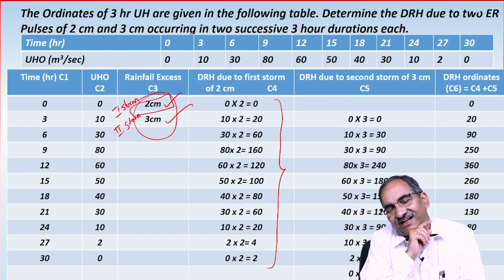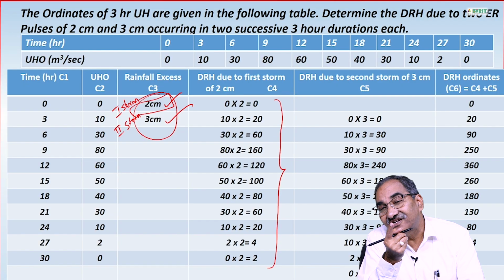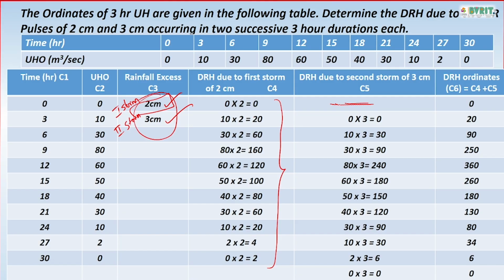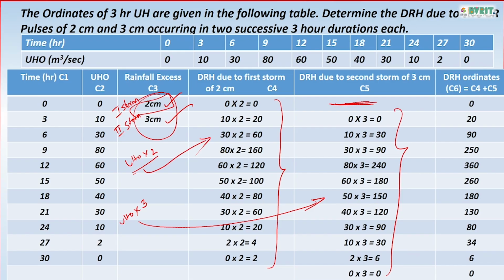But when will the second storm occur? The second storm will occur after 3 hours. So in the first 3 hours, there is no second storm here. The second storm has occurred after 3 hours. So if I take the same thing after 3 hours, that means this UH ordinate into the rainfall excess 3, then this represents this. UH ordinate into 2 represents this. This is the beginning and this is after 3 hours. That after-3-hours shift I have done like this. Now if you add both together, you will get this.